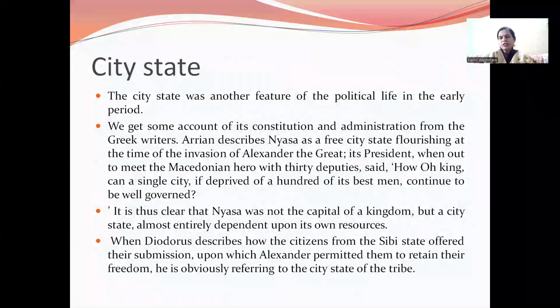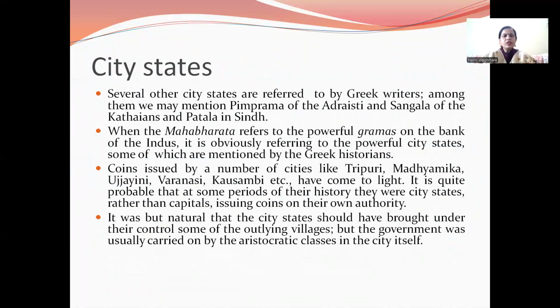Then the city-state was another feature of the political life in the early period. We get some account of the constitution and administration from the Greek writers. It is thus clear that Nysa was not the capital of a kingdom, but a city-state almost independent, depending upon its own resources. Then several other city-states were referred to by Greek writers. If the Mahabharata refers to powerful gramas on the bank of the Indus, it is obviously referring to the powerful city-states, some of which were described by the Greek historians.